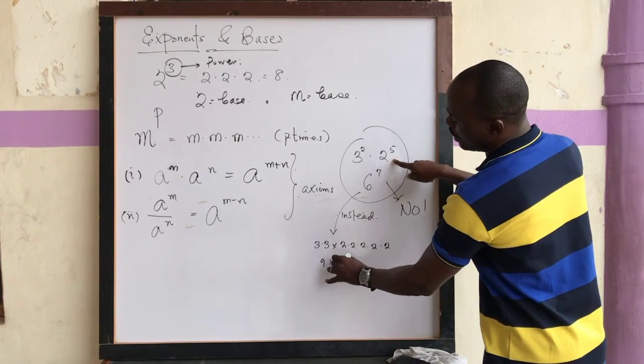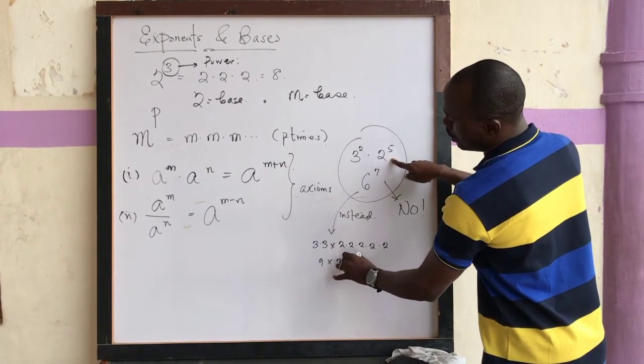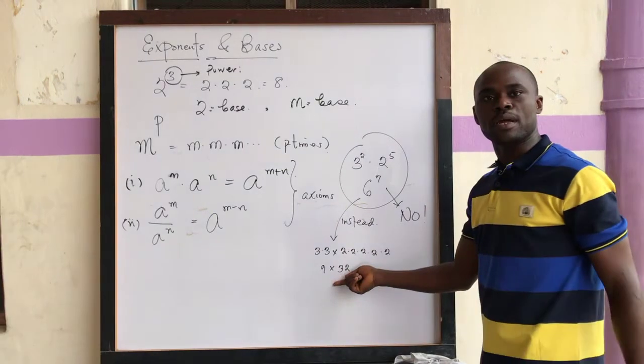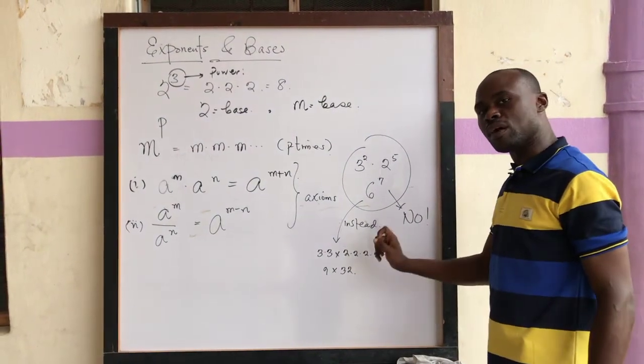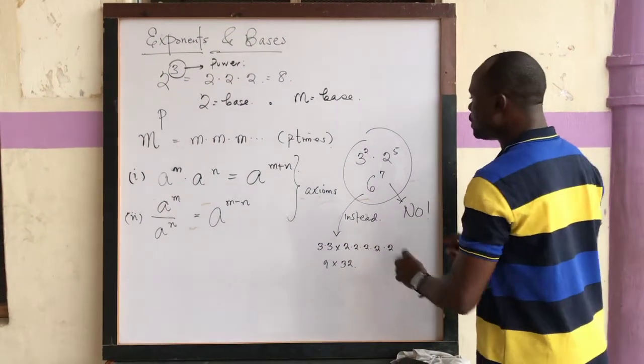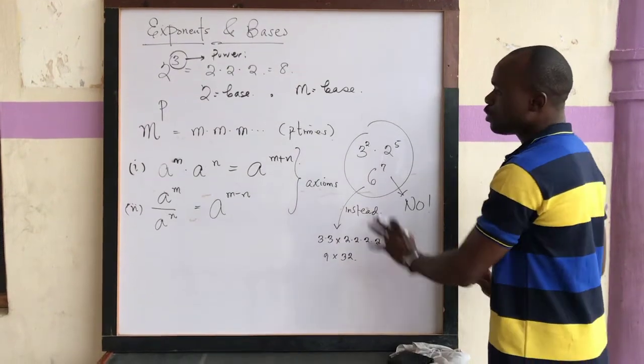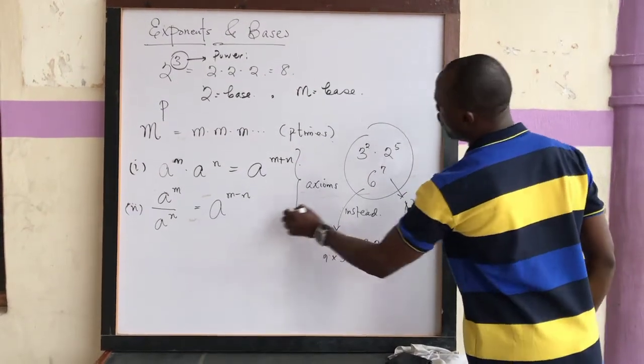This is 9, obviously, and this is 3 squared, which is 9. And you can now multiply that to have your answer. So that is how that is done. So please, this can be solved this way. You can only apply this if you have something of this nature.